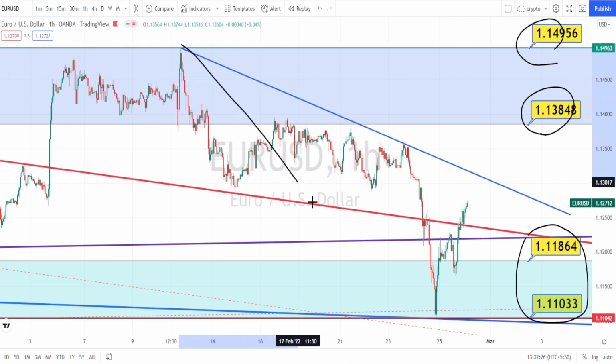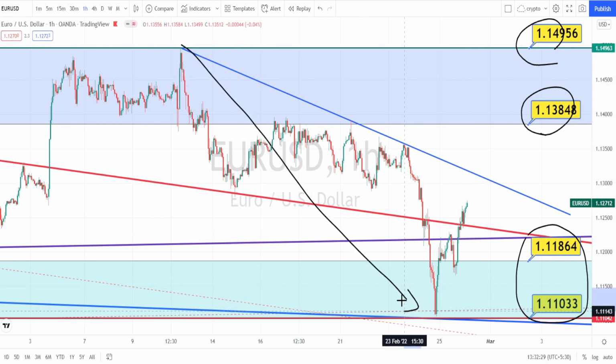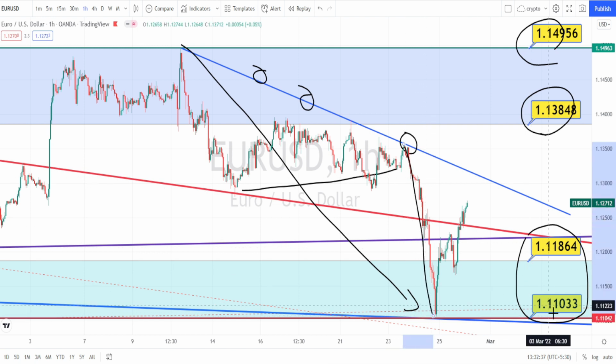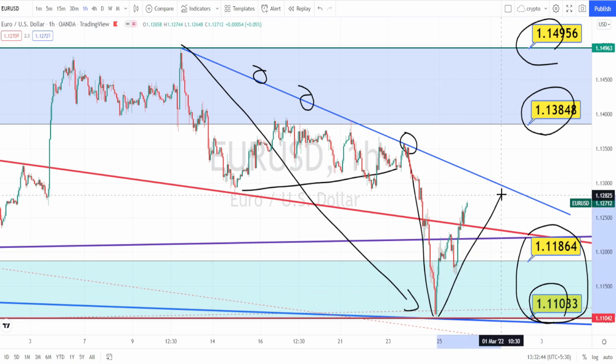Previously the price action was in a very nice downtrend. I have drawn the resistance line over here. Every time it went on a bullish trend, it took resistance on this resistance line and took support on the bottommost support level, which was around 1.11033, and it is on a bullish trend reversal.